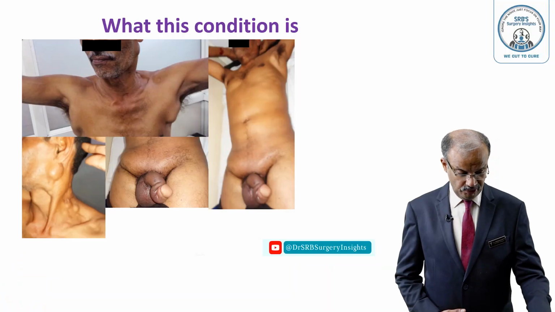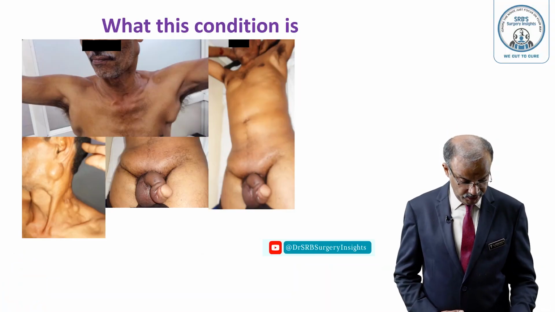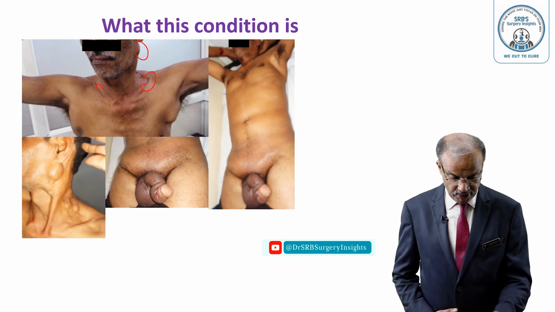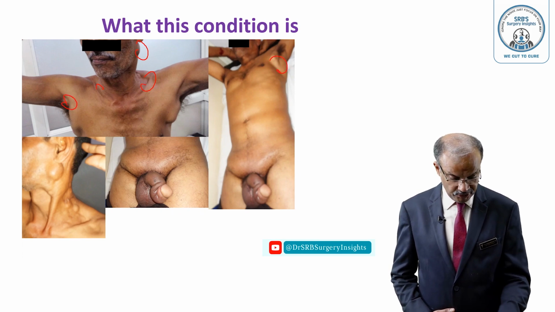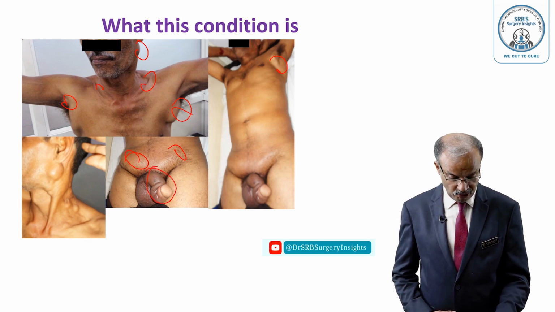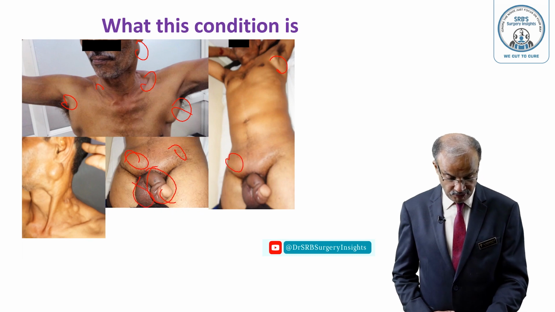Today's topic is non-Hodgkin's lymphoma. Hello dear students, we'll discuss a different clinical case today. What is this condition? Look at that. There is swelling in the neck, swelling in the axilla on both sides, and swelling in the groin. Because of the swelling, lymphedema has occurred: ram's horn penis, otherwise called saxophone penis, and scrotal edema have occurred, with lymph nodes here and here.